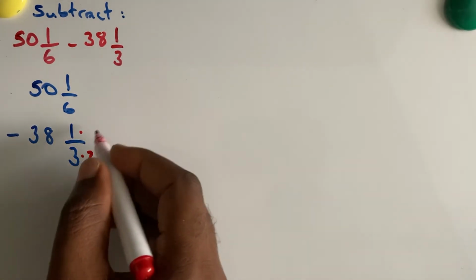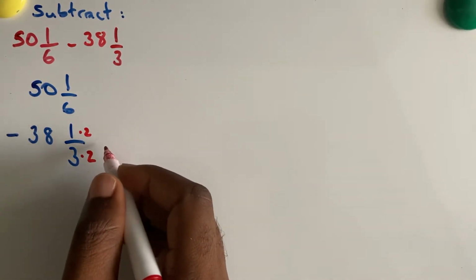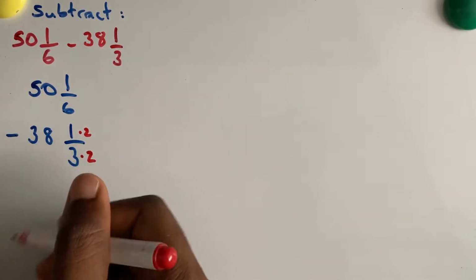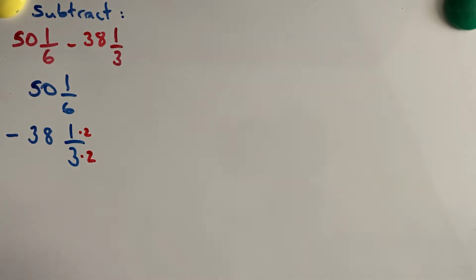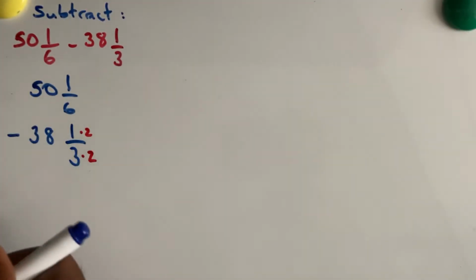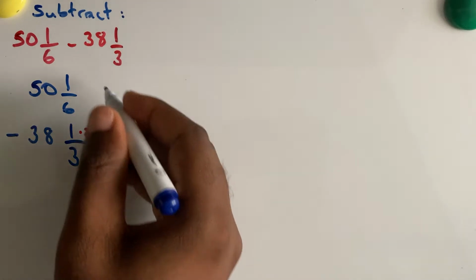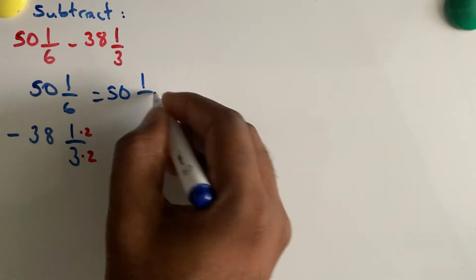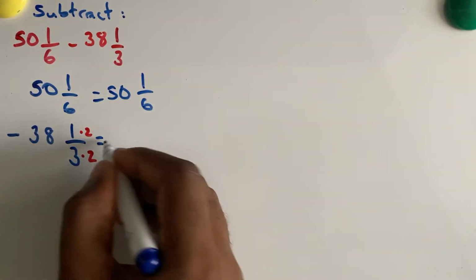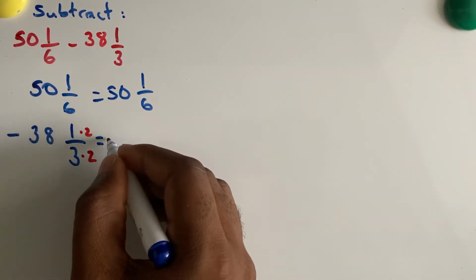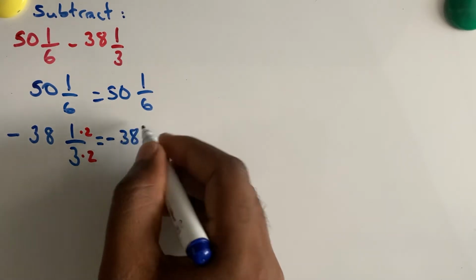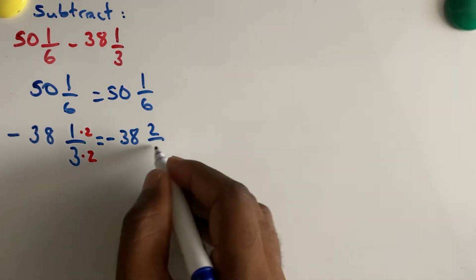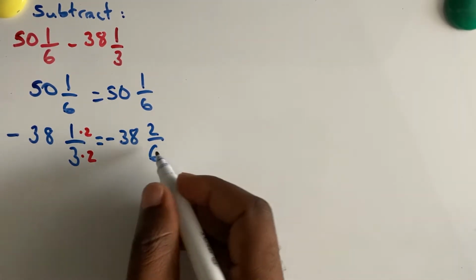Again, I showed you guys how to get the LCD in another video of mine, so you can always check it out. Now I multiply 1 and 3 by 2 here. On top it stays 5 1 over 6, and on the bottom it becomes, so minus, we're still subtracting, right, 3, and 2 times 1 is 2, 2 times 3 is 6. Okay, so now that's what we have.